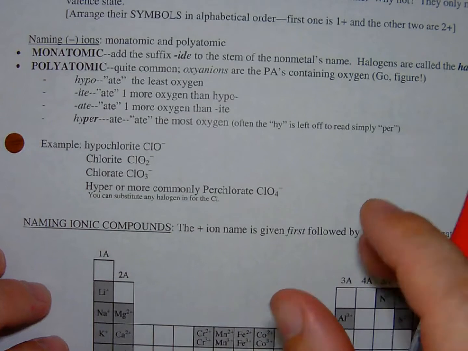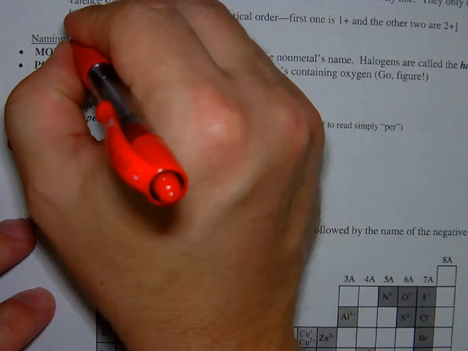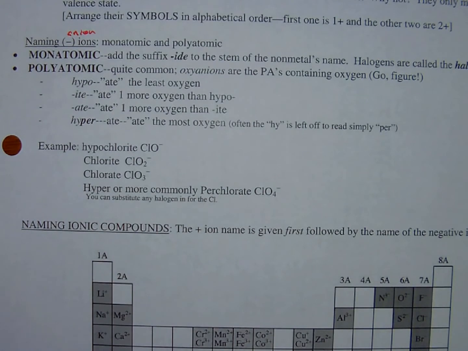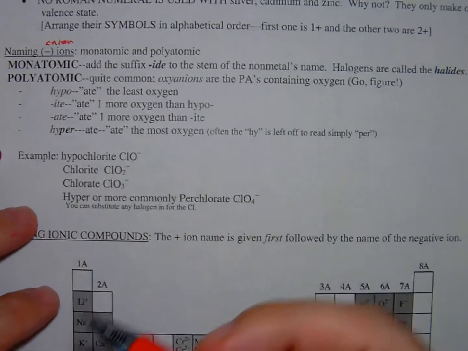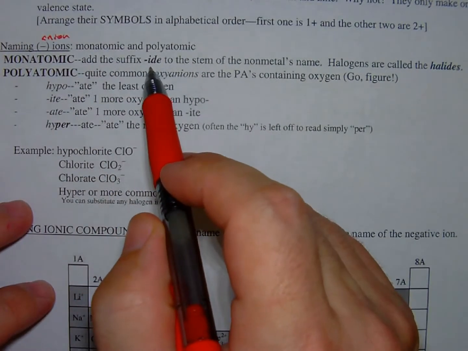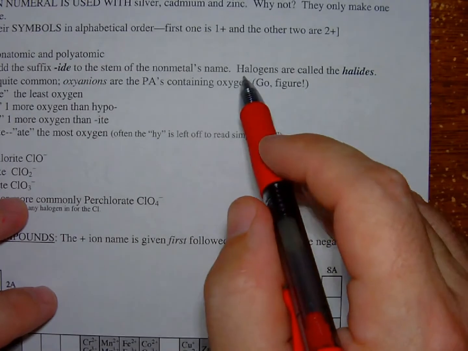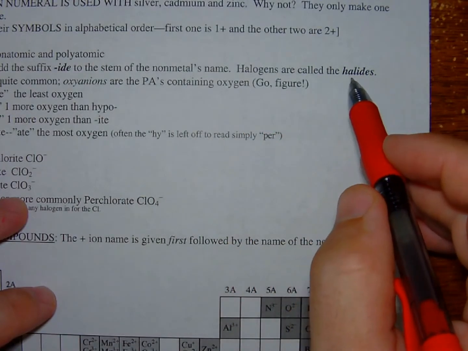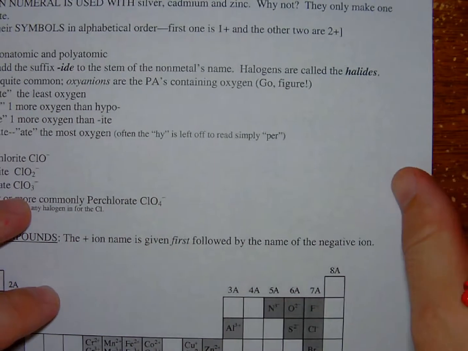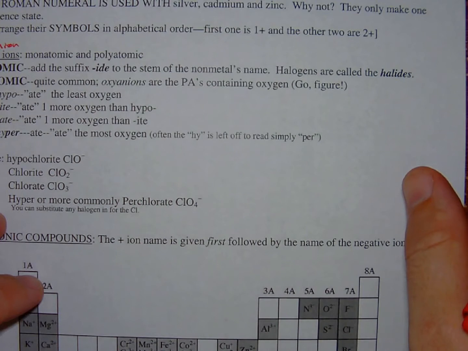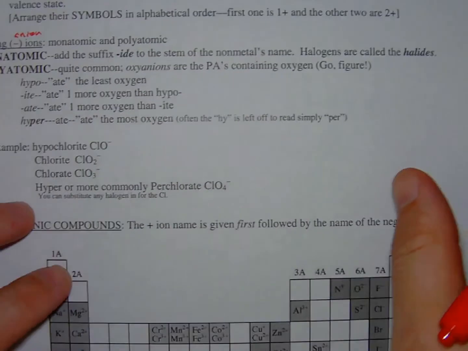And we move on to negatively charged ions. Remember, that is an anion. They can be monatomic or polyatomic. It is very common for negatively charged anions to be polyatomic. But when they're monatomic, we simply add the suffix -ide to the stem of the non-metal's name. For example, the halogens are called the halides when they ionize. So fluorine becomes fluoride. Things like that.